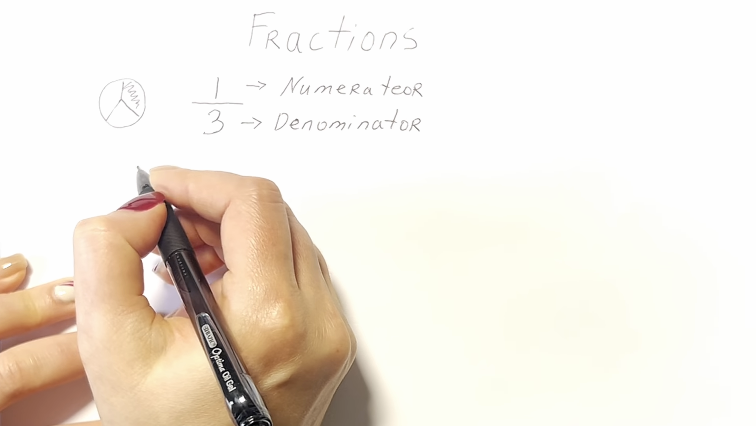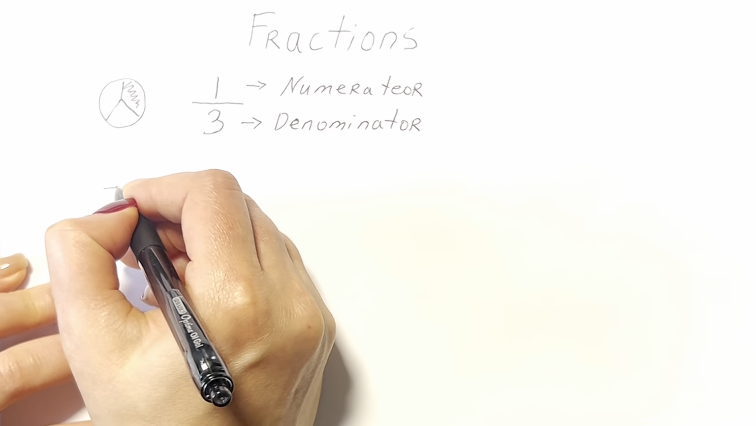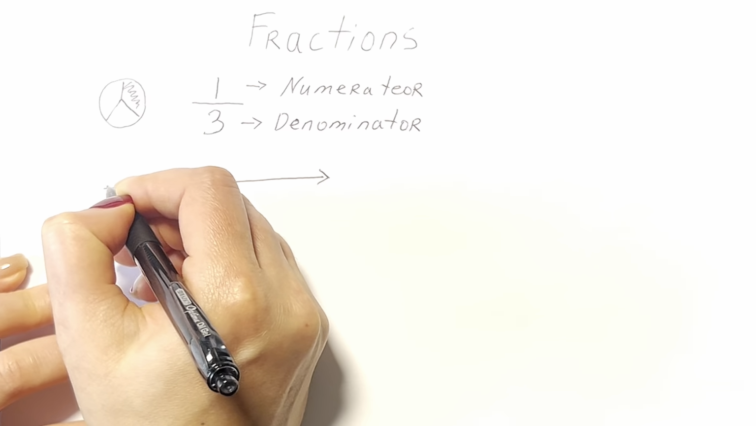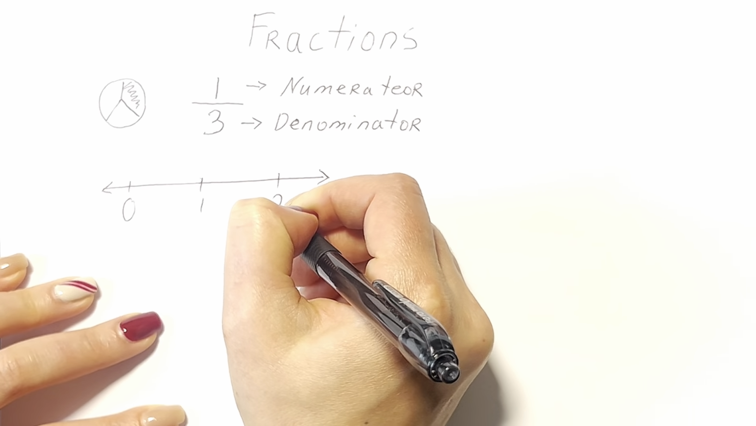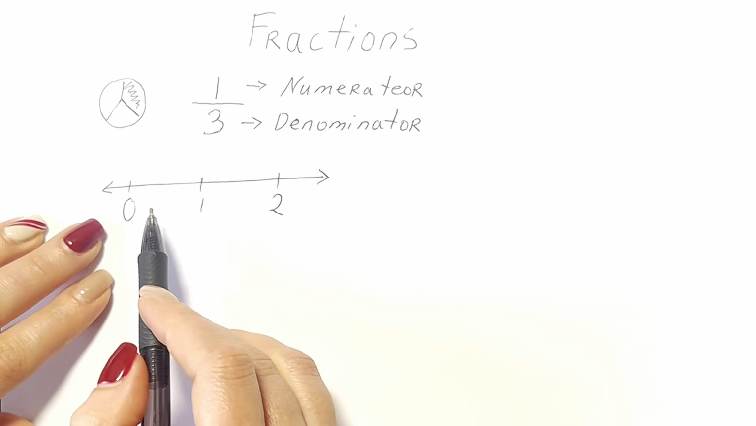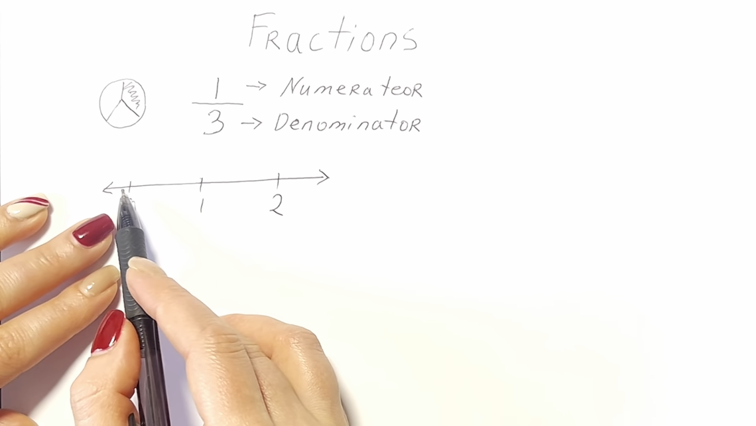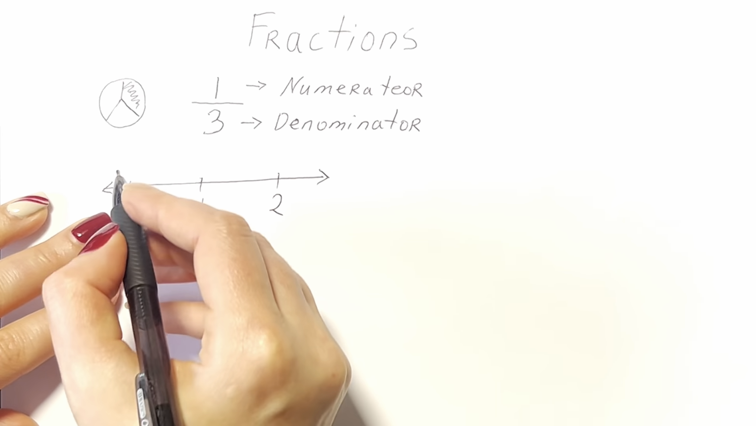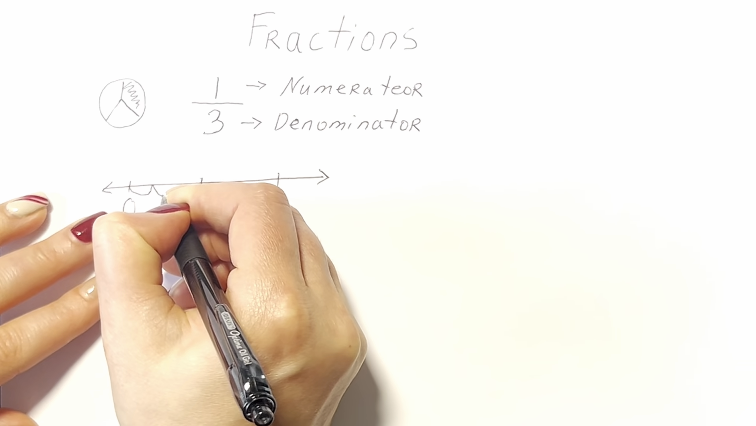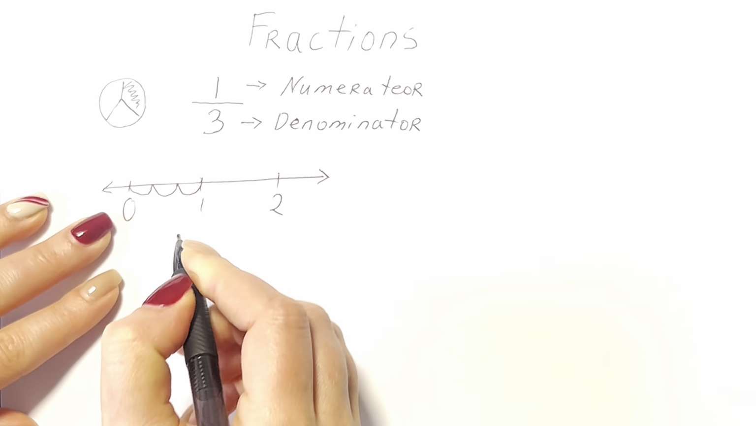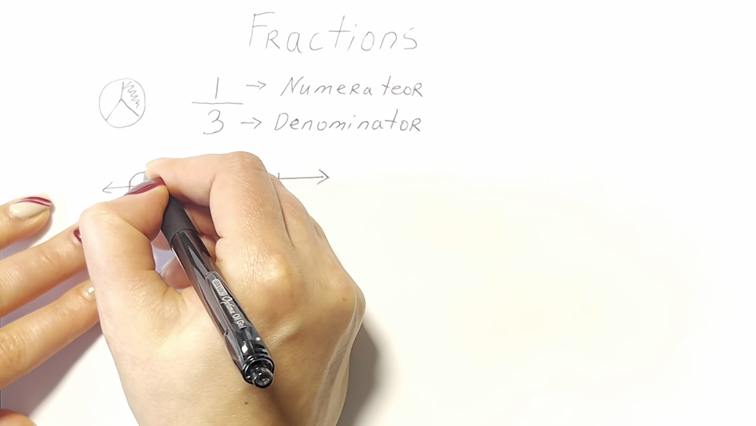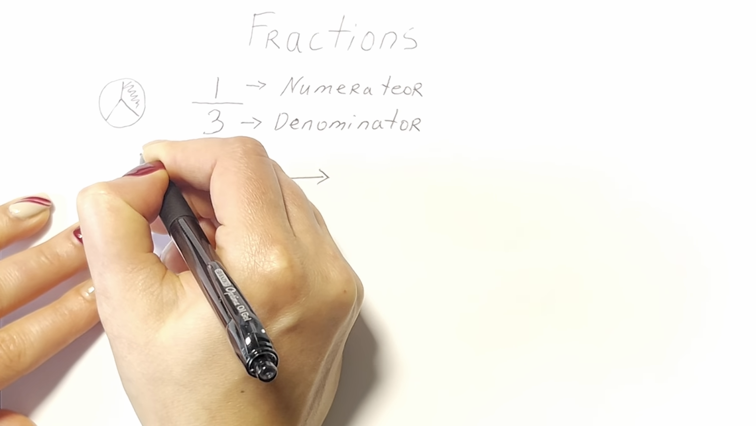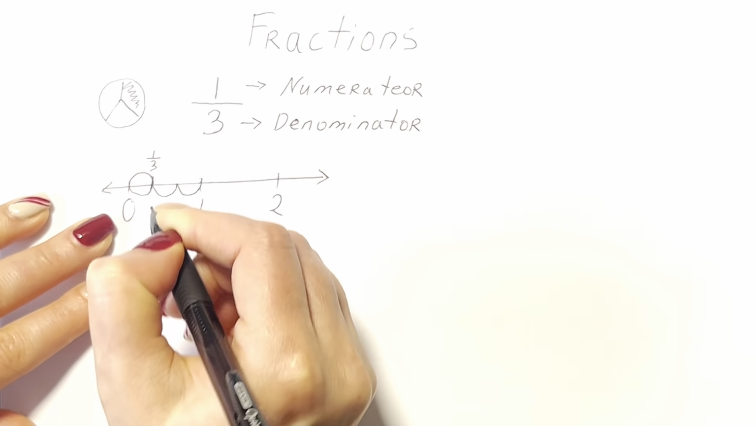Okay, let's look at the number line. So, I took this one whole pizza, I cut it into 3 pieces and I took one of them. 1/3.